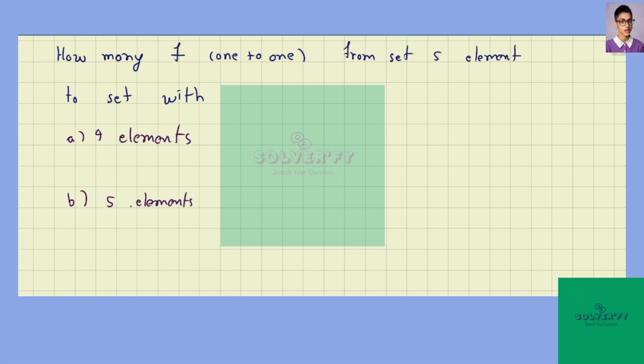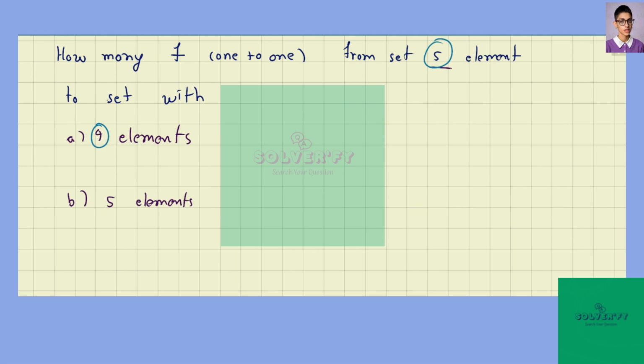Hello there. In this exercise, we need to count how many one-to-one functions, or also you can call them injective functions, there are if the function maps from a set with 5 elements to, and we have here some possibilities. So how many of those functions are there if we map from a set with 5 elements to a set of 4 elements?